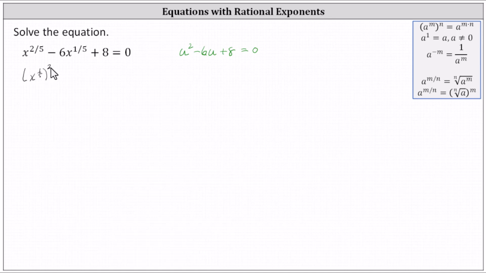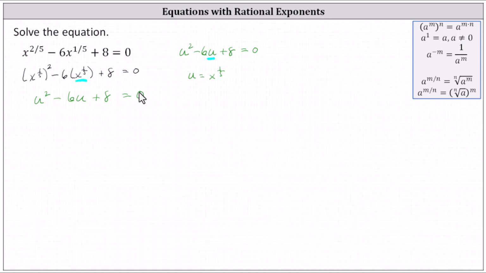Recall when we have powers raised to powers, we multiply the exponents, and then we have minus 6 times x to the power of 1/5 plus 8 equals 0. In this form, notice if we wanted to, we could let u equal x to the power of 1/5 and actually perform substitution. If we perform substitution, we would now have u squared minus 6u plus 8 equals 0.